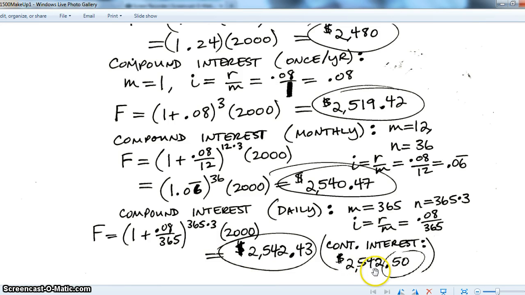In case you're interested, it seems like this is getting closer and closer to a limit. If you do it continuously, what would be continuous compound interest, it turns out no matter how frequently you compound it, you're never going to make more than $2,542.50. So that's the most that you could make no matter how fast you do it. So only another 7 cents from daily to continuous. Not that big a difference.